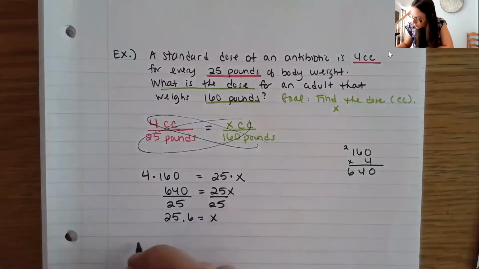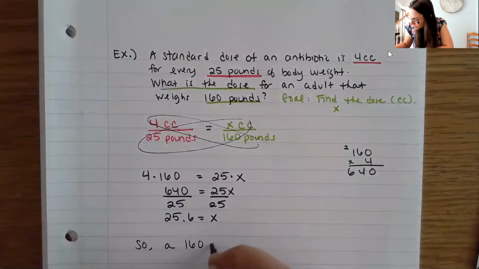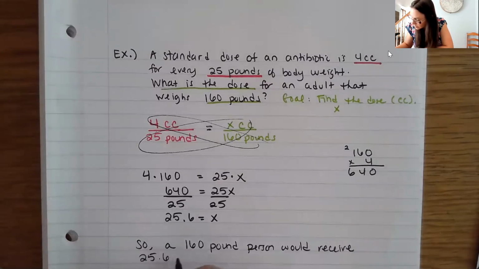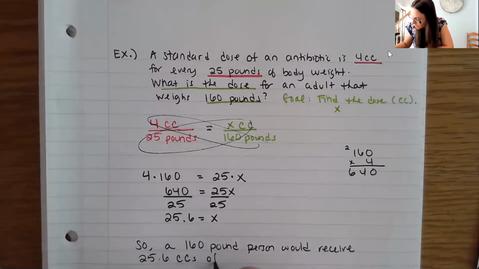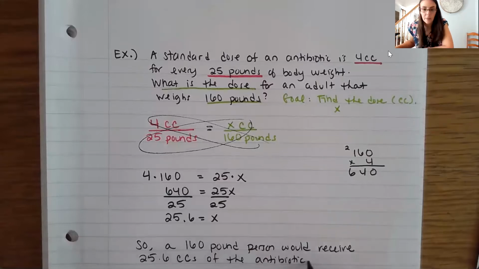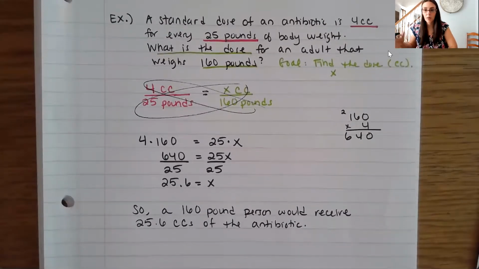Okay, so a 160-pound person would receive 25.6 cc's of the antibiotic. And CCs actually is a unit used in nursing. There's other units as well.